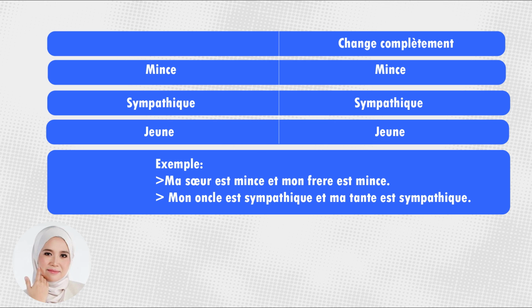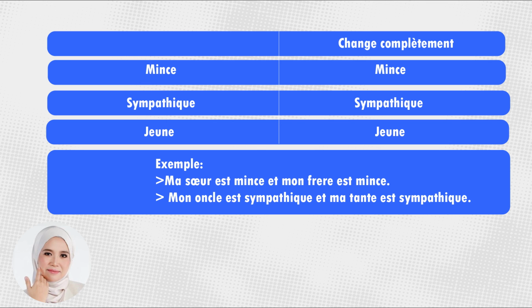Can you see that? Mon oncle est sympathique et ma tante est sympathique. My sister is slim and my brother is slim. My uncle is kind and my aunt is kind. So, slim is used for both sister and brother, and sympathique here is used for both uncle and aunt.